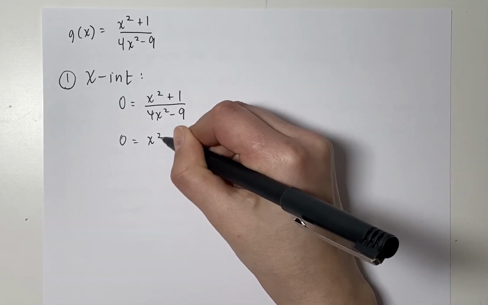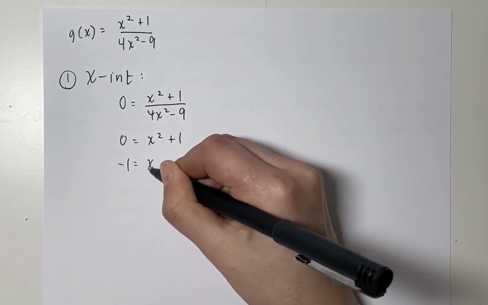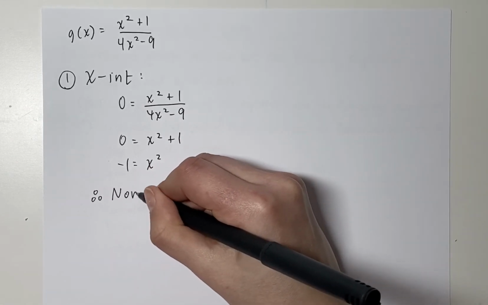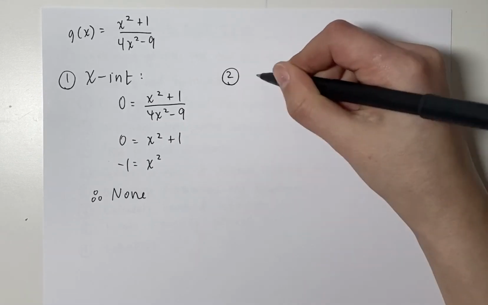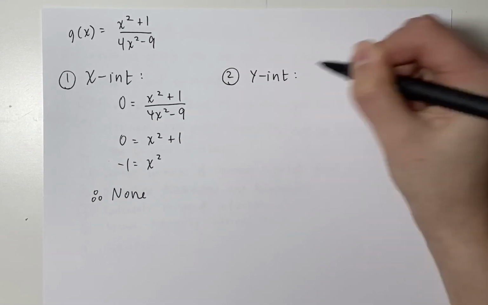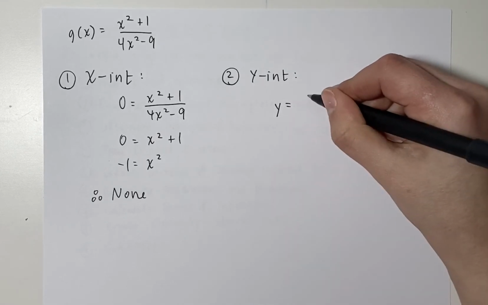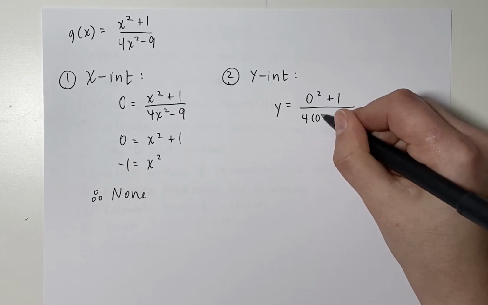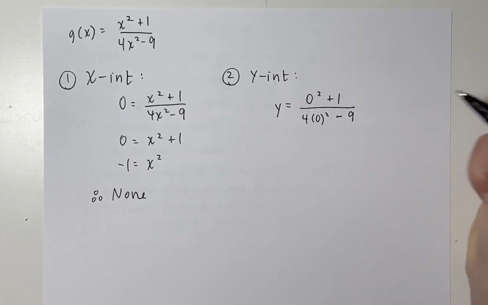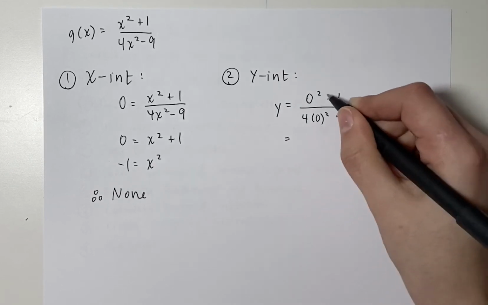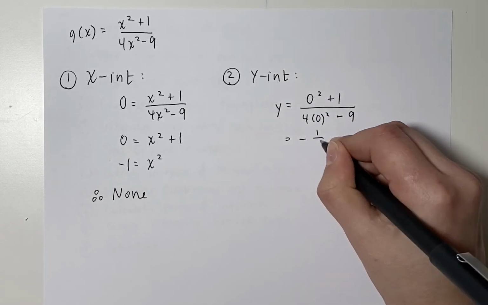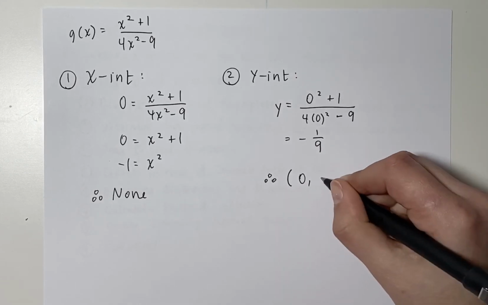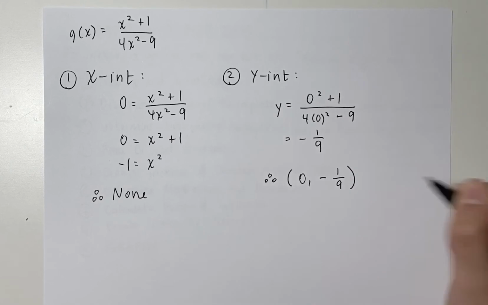We have 0 equal x squared plus 1. Negative 1 equal x squared. This is not possible. Therefore, we have no x-intercepts. How about our y-intercepts? We can sub in 0 for x, so y equals (0 squared plus 1) over (4 times 0 squared minus 9). This gives us negative 1 over 9. So we already have a point on our graph, which is our y-intercept, negative 1 over 9.